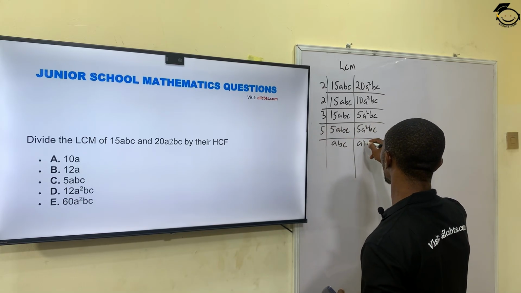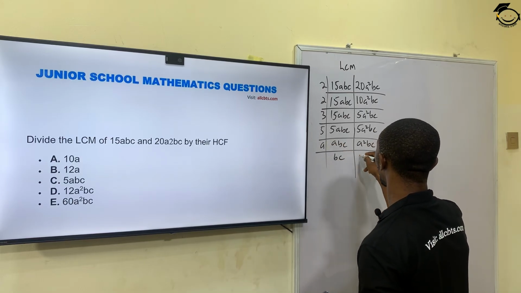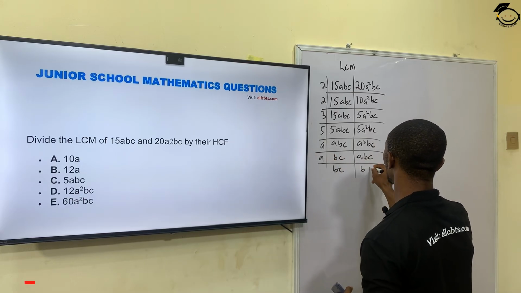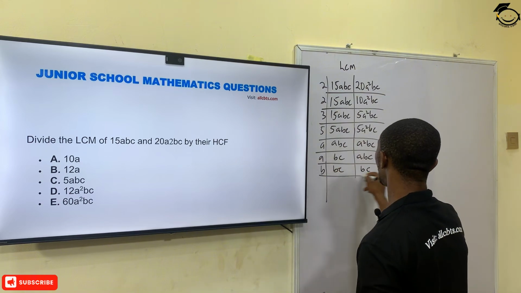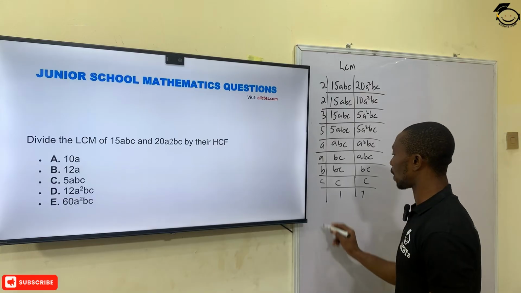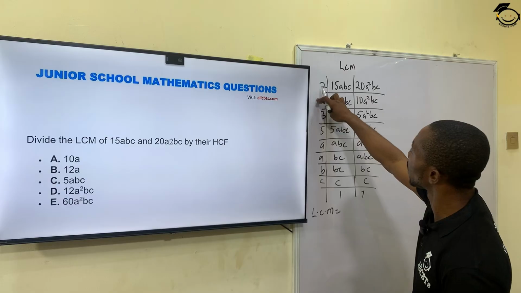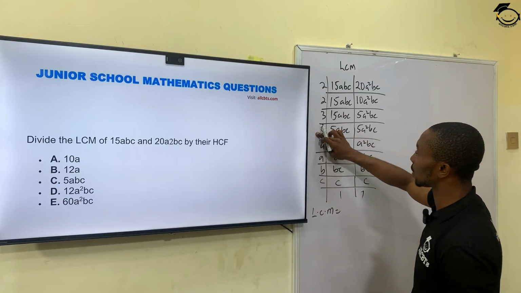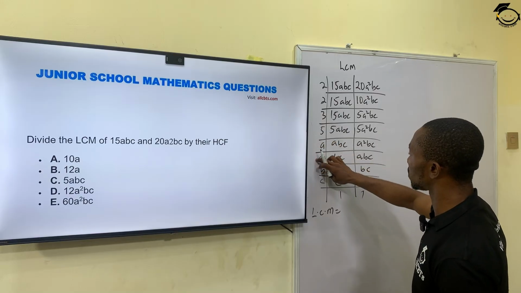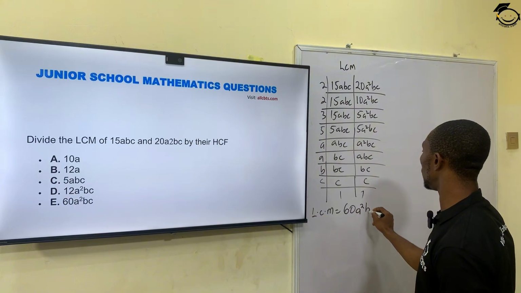ABC and A squared BC. A, BC and ABC. Another A, BC, BC. B, C, C, and C, 1, 1. So our LCM would be 2 times 2, 4, 4 times 3, 12, 12 times 5, 60, 60 times A, and BC. This will become 60A squared BC.